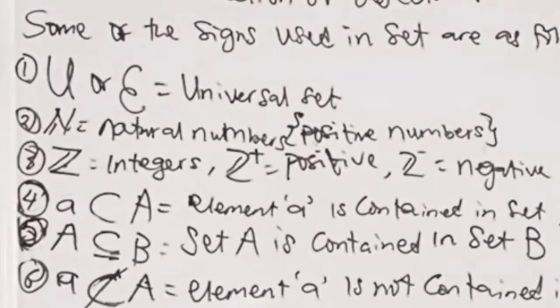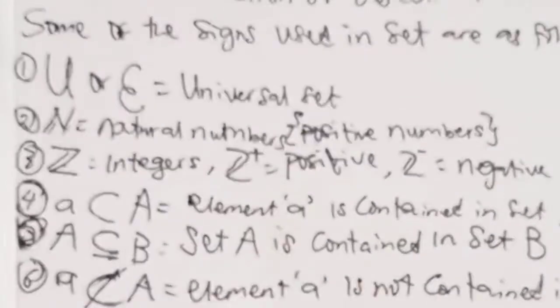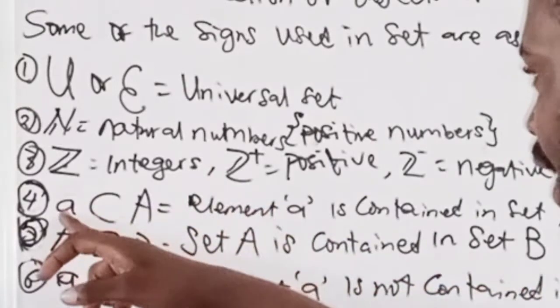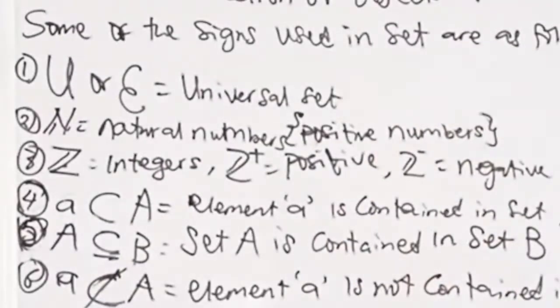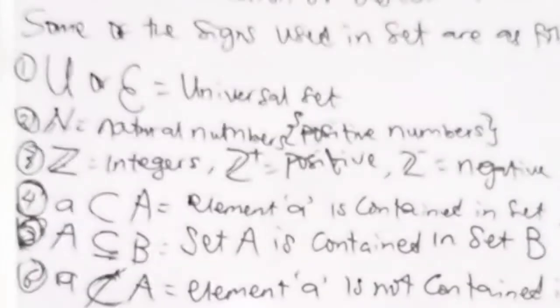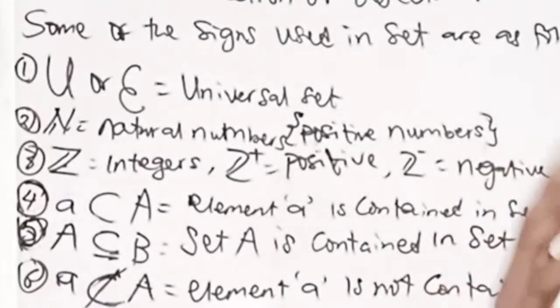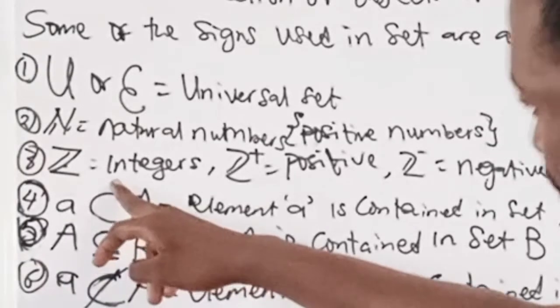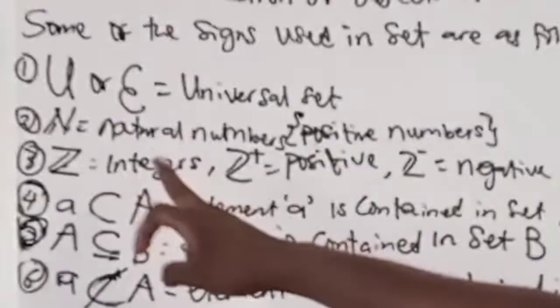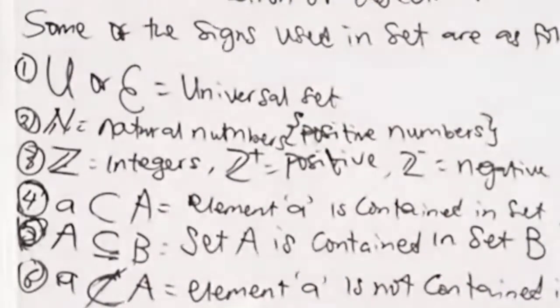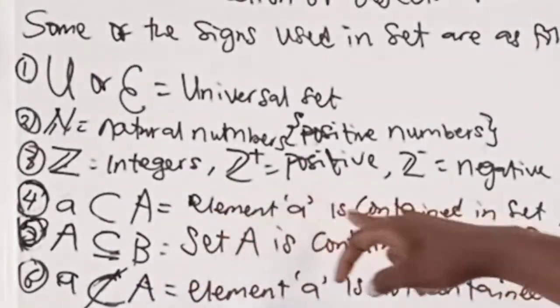Now, remember in our last class, I made you understand that when you want to express a set, you express it in capital letter. And when you want to express a member of a set, you express them using small letter. When you see small a with this symbol and capital letter A, it means that a is an element of set A.